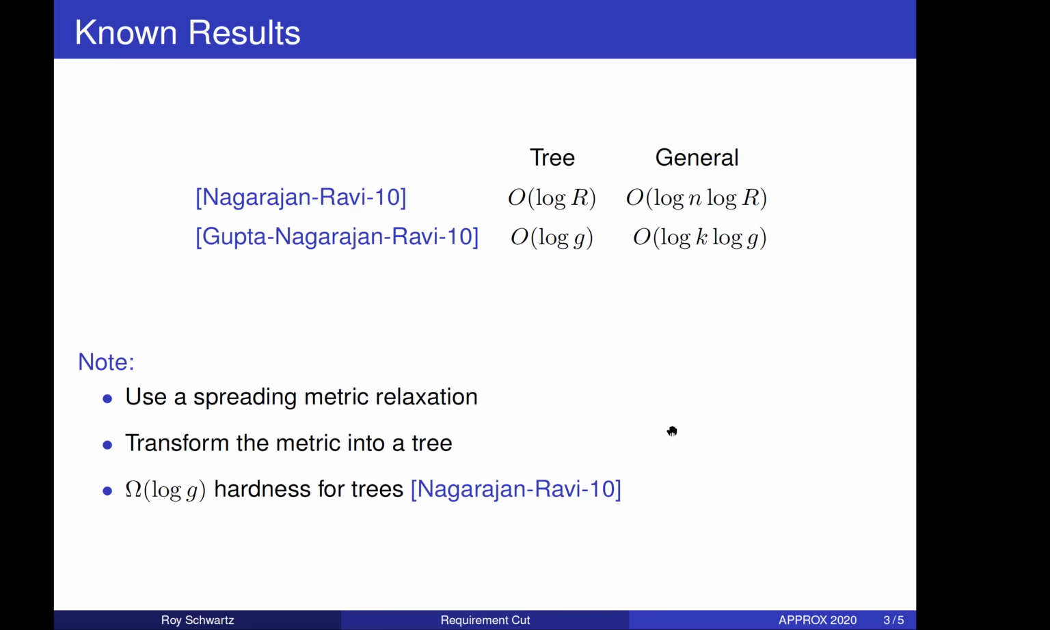And another thing to point out is that this log g factor is essentially tight, because in the original paper, Nagarajan and Ravi actually proved, by reduction to set cover, that you cannot do better even on trees.